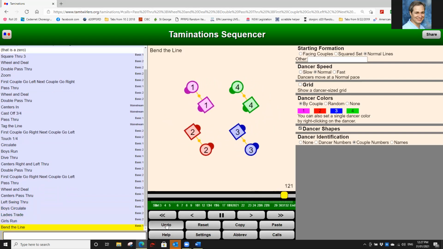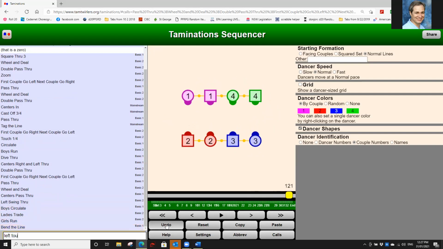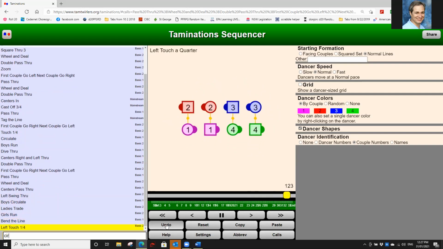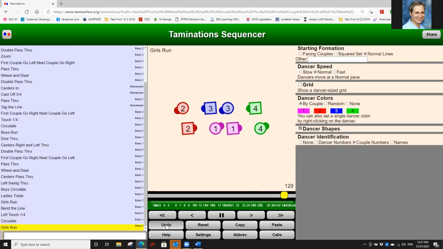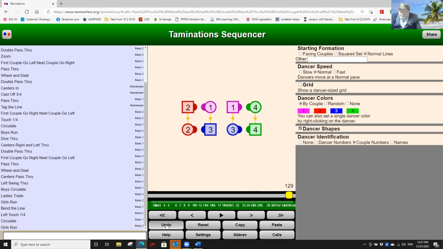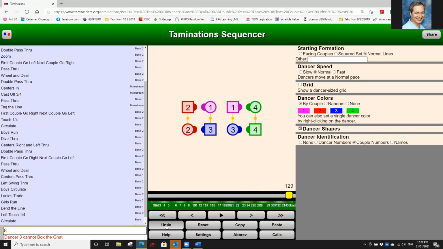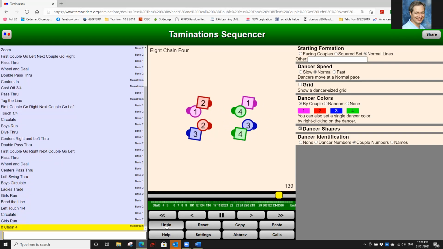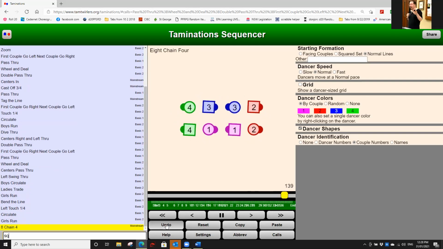Promenade. Yep. The reflection. Eight chain 4. On the fourth hand, everybody courtesy turn. Well, I think that go would work. Feed the cows. I like that courtesy turn ending.